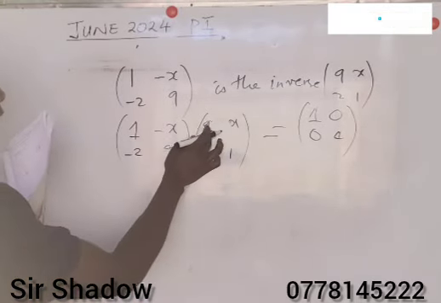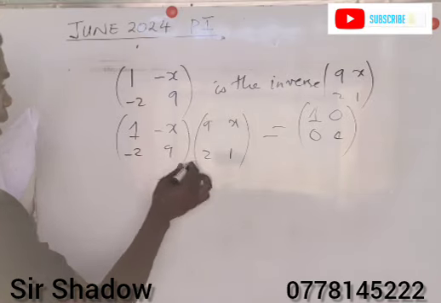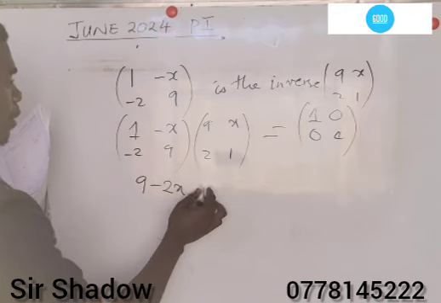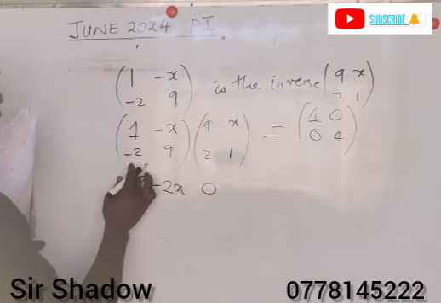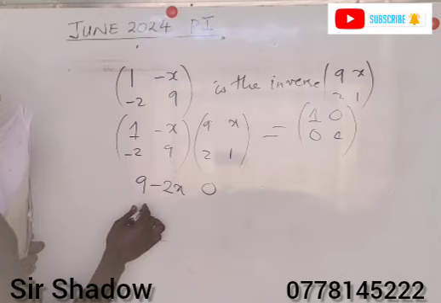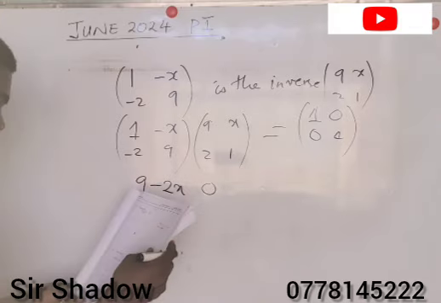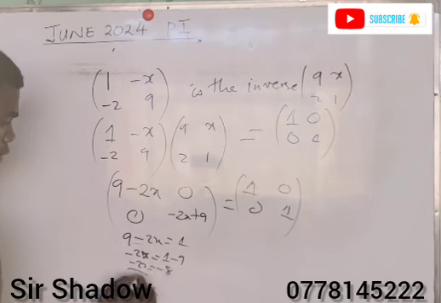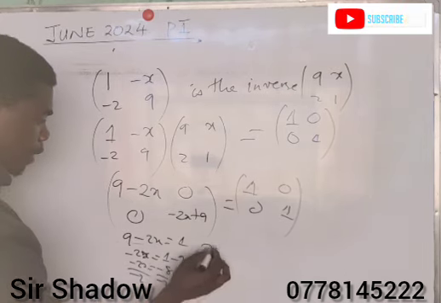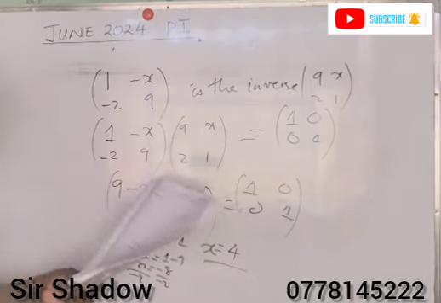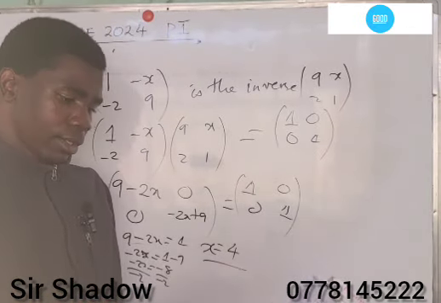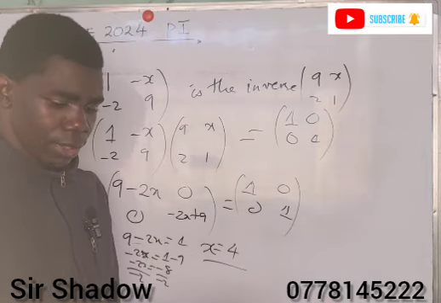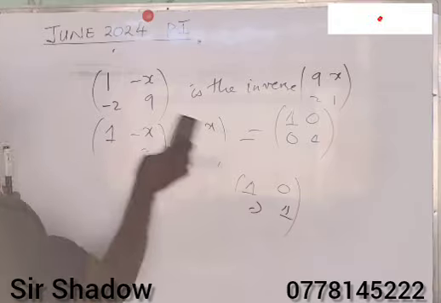So we are saying 1 times 9 is 9, 9 minus 2x. Then 1 times x, x minus x is 0. Then minus 2 times this one is minus 18, minus 18 plus 2, which is 0. 1 minus 9, so minus 2x is equal to minus 8, divided by minus 2, therefore x is equal to 4. Then let's move on to question number 19a.